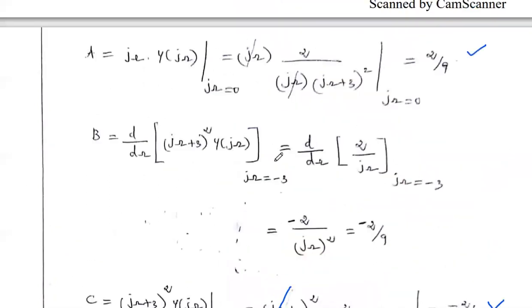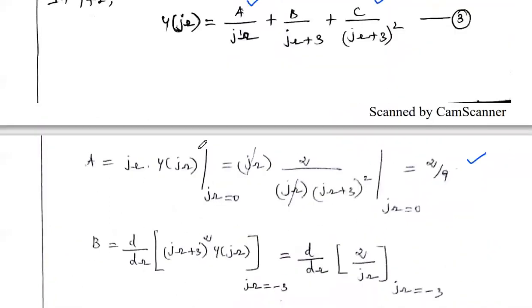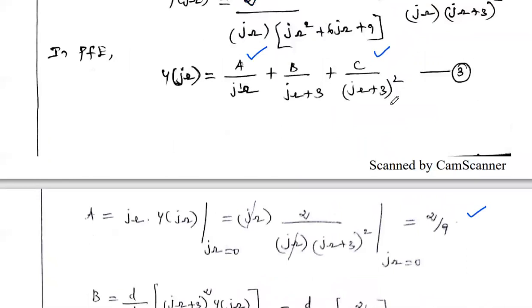Next we are going to calculate B. In partial fraction, if the roots are repeated, we have to write B divided by j omega plus 3, that is the minus 3 root, one time repeated first, and then the 2 times repeated term.